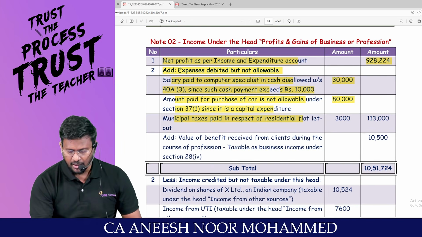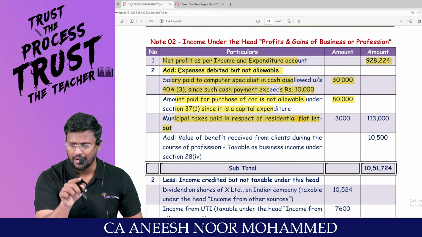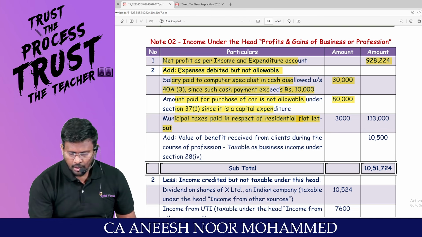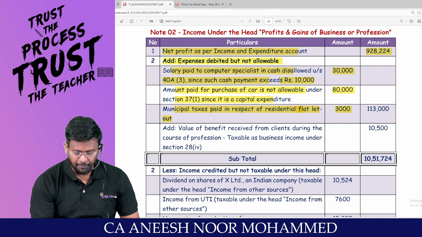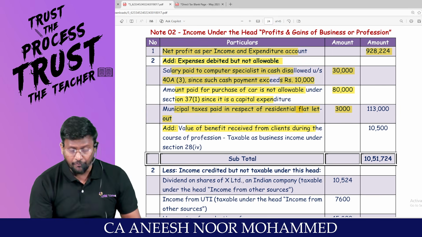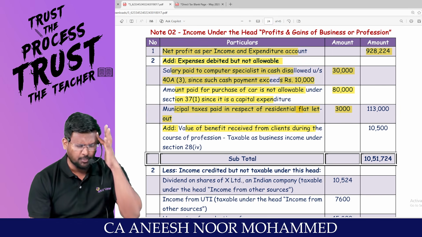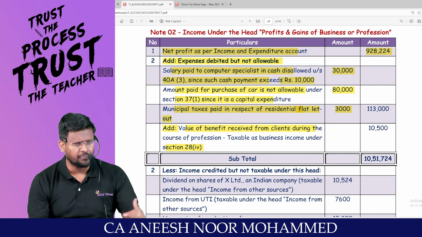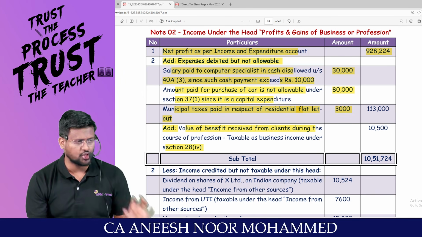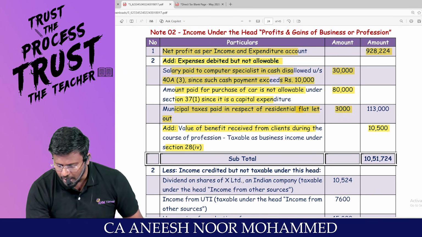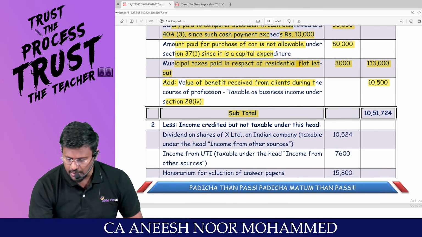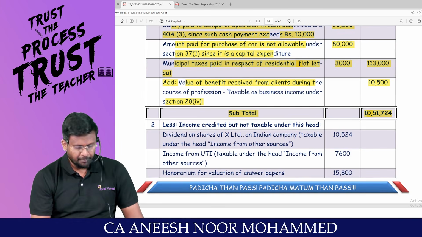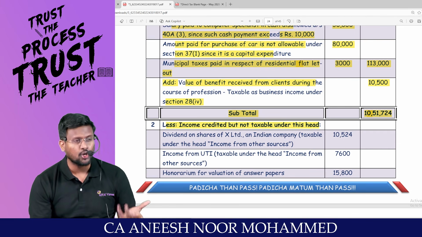Municipal taxes paid in respect of residential flat. This is an impurity for PGBP. This amount of 3,000 should not be debited to P&L account. So this 3,000 should be added back. Add value of benefit received from client. You will miss this point. As per section 28 clause 4, any gift or perquisite received on account of business or profession should be included under PGBP. So manually we have to add this 10,500. So the subtotal will be 10,51,724. Am I right?